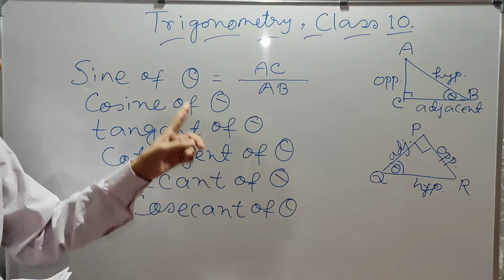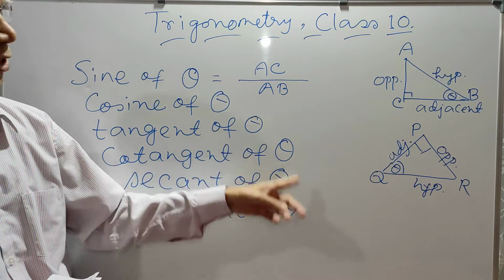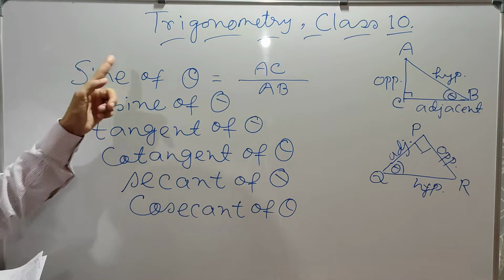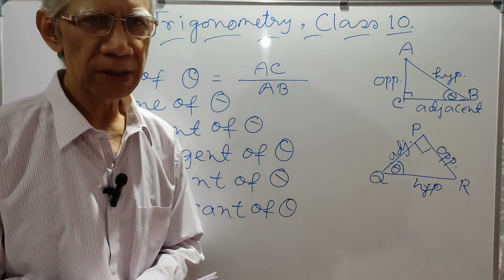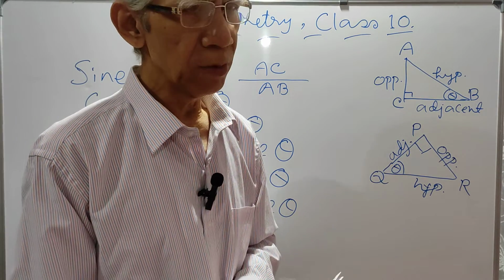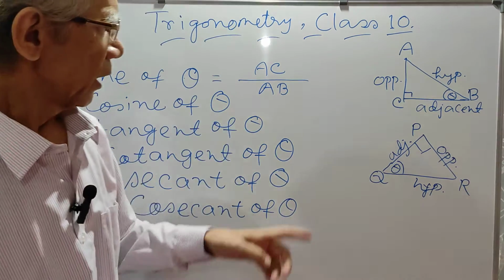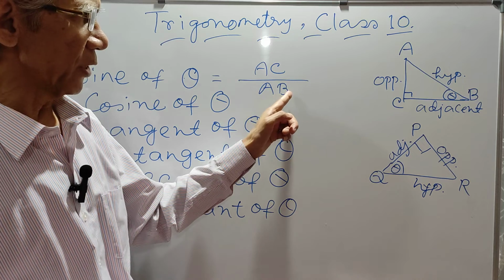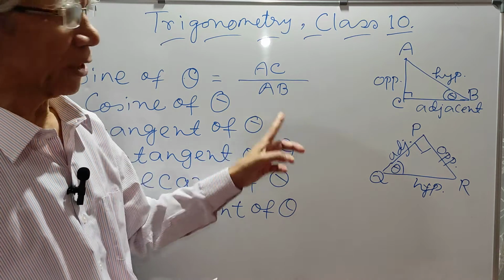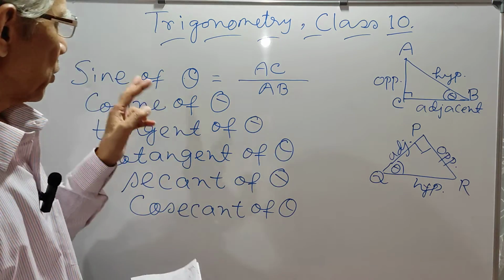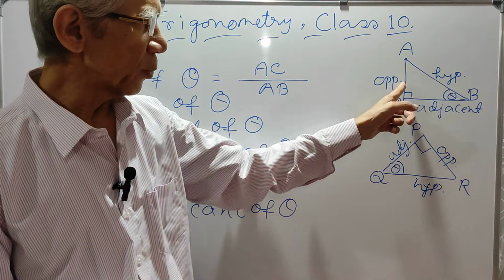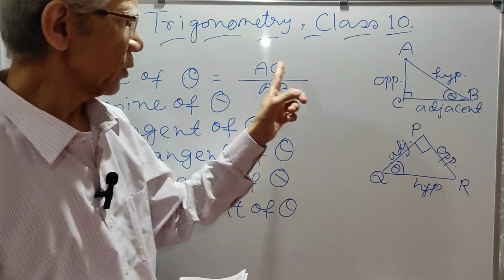In this way you will see all these will be ratios. That is why these 6 are called trigonometric ratios, and they have no unit. Ratios do not have any unit. Suppose this is 5 centimeter, this is 8 centimeter, then centimeter will cancel, so it will be 5 by 8 only. It is just a ratio. So sine of angle theta is what? Opposite AC by hypotenuse AB.